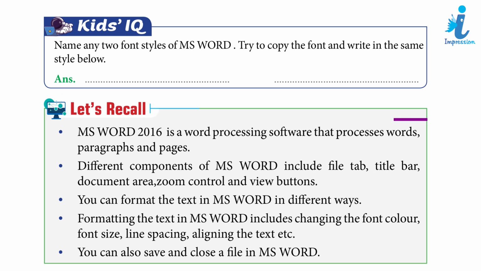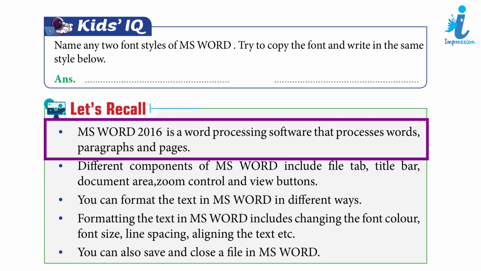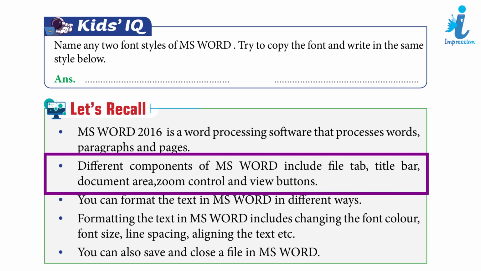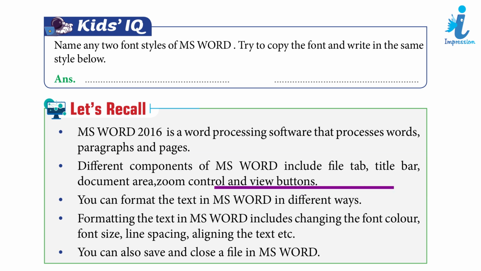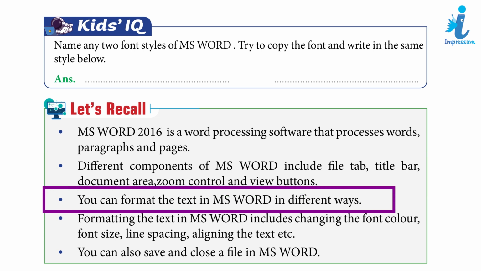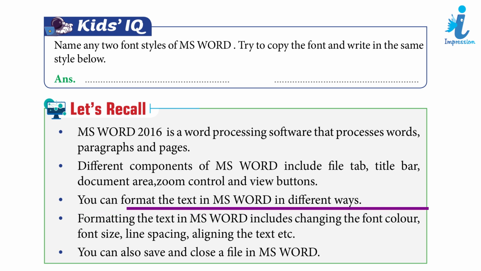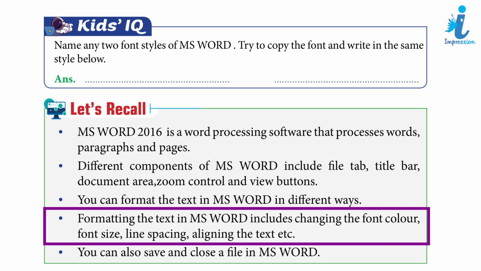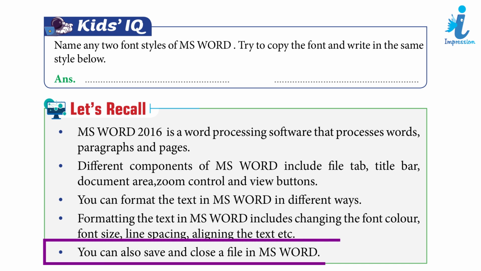Let's recall. MS Word 2016 is a word processing software that processes words, paragraphs, and pages. Different components of MS Word include File tab, Title bar, Document area, Zoom control, and View buttons. You can format the text in MS Word in different ways. Formatting the text in MS Word includes changing the font color, font size, line spacing, aligning the text, etc. You can also save and close a file in MS Word.